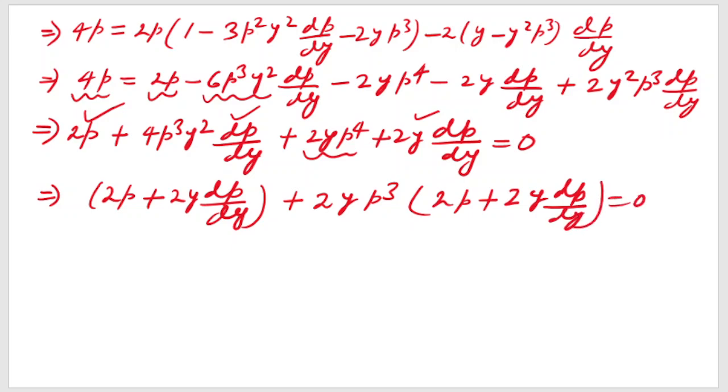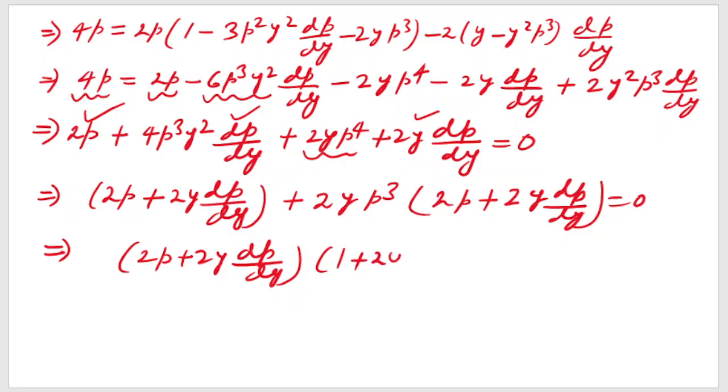So this is something that you can very easily do, and after this I can take 2p plus 2y dp by dy into 1 plus 2y p cube, that is equal to 0. Now as I have told you that I am trying to solve the differential equation to get an equation in terms of dp by dy. So here I have got two factors. If you have watched my previous video where I have discussed the equation solvable for y, you may remember that we ignore this one. What we do, we ignore this term.